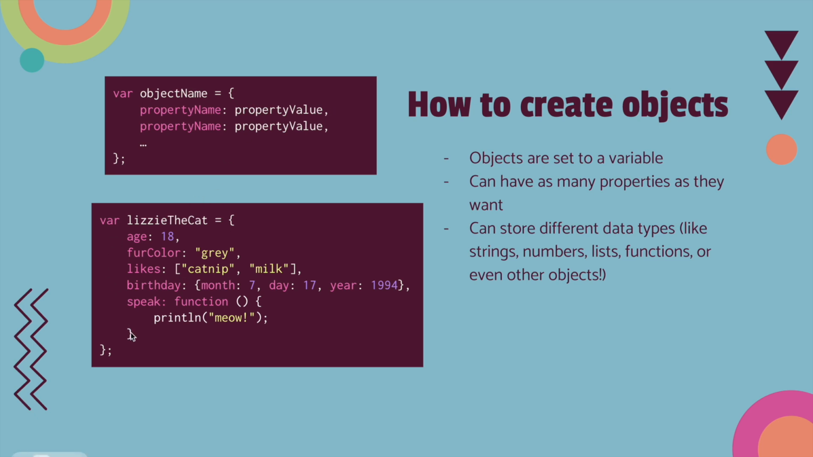This is an example of an object. So the object is called Lizzie the cat, and it has properties age, fur color, likes, birthday, and speak. Notice how this has a lot of different types. So it has a speak function right here. You can always add parameters if you want to. It has a birthday with a value that's an object. It has a list value, there's a string value, and a number value.